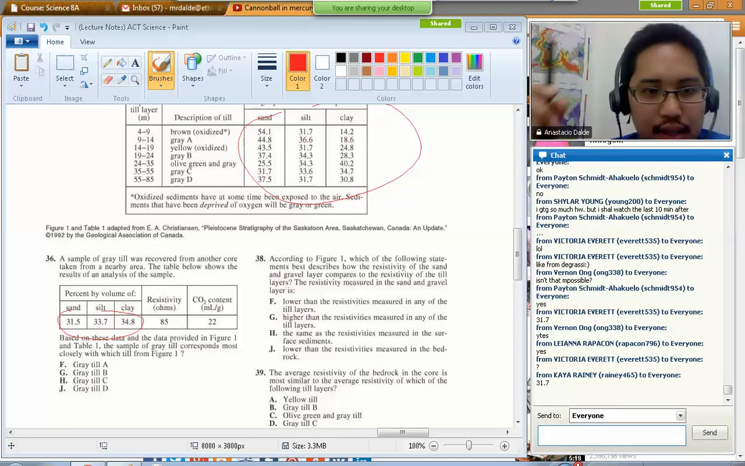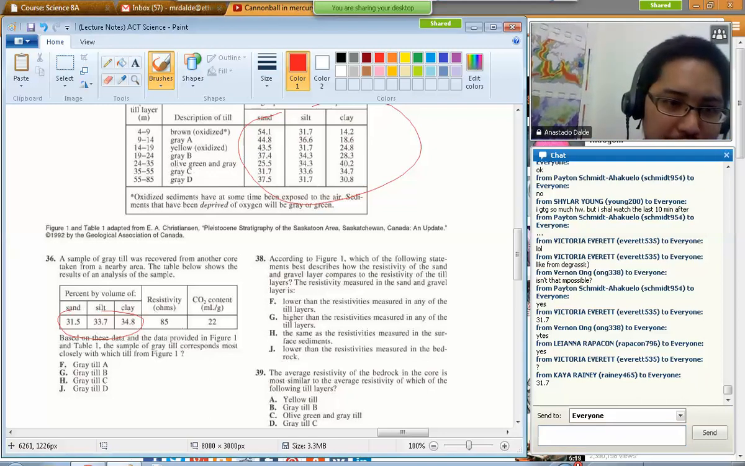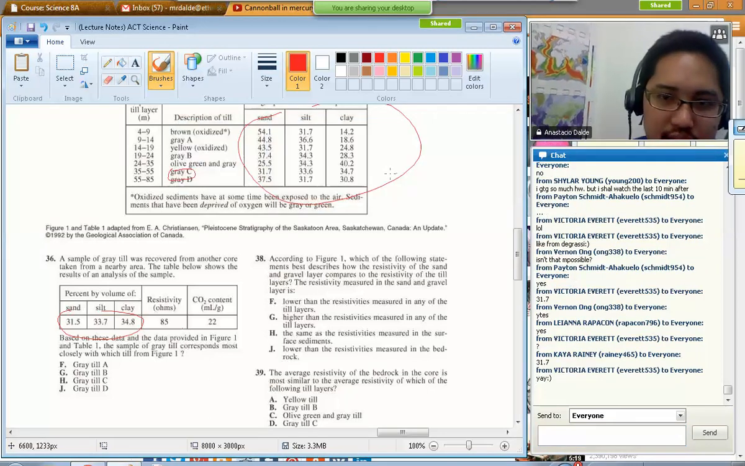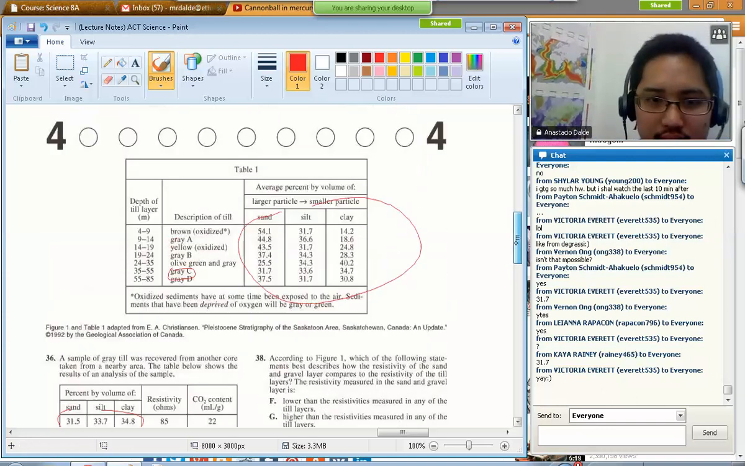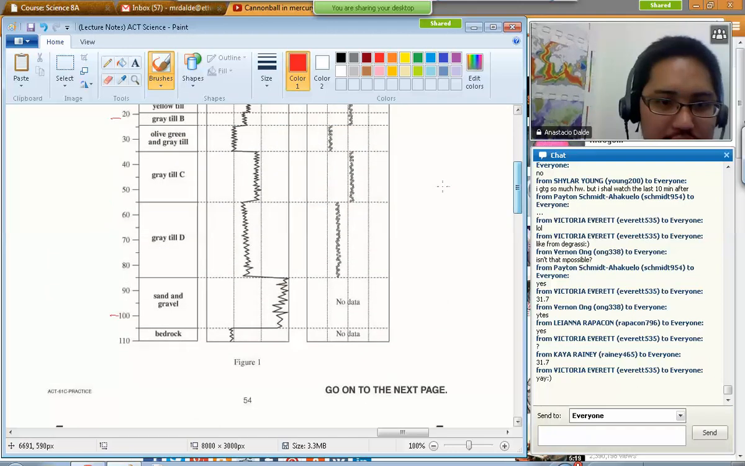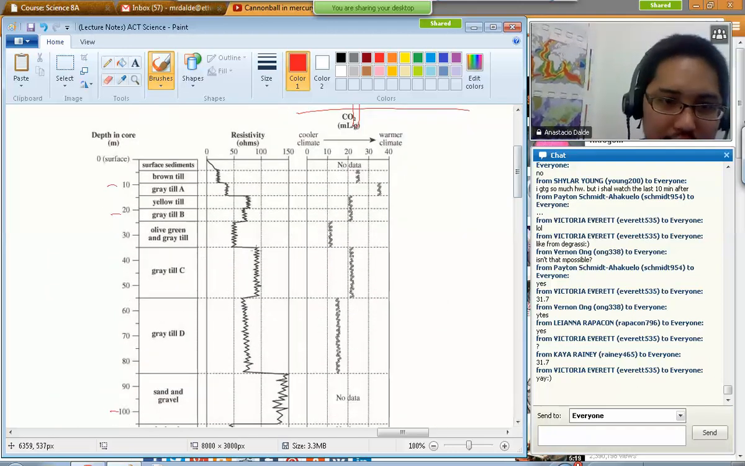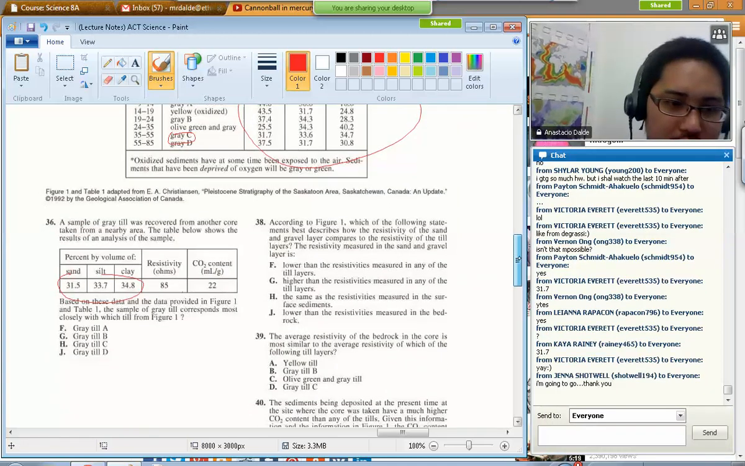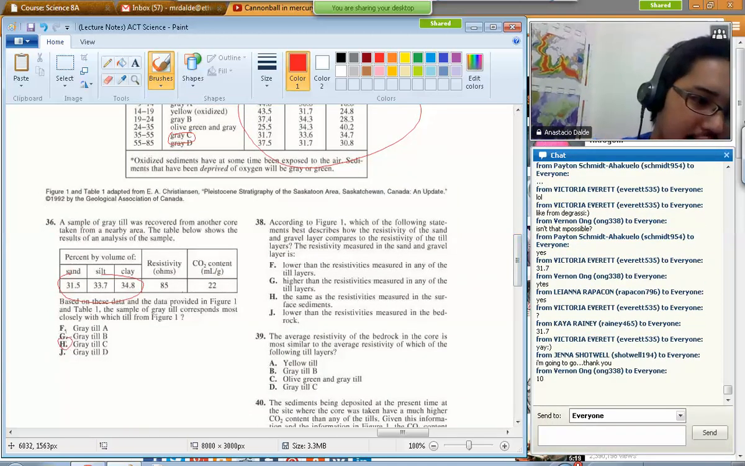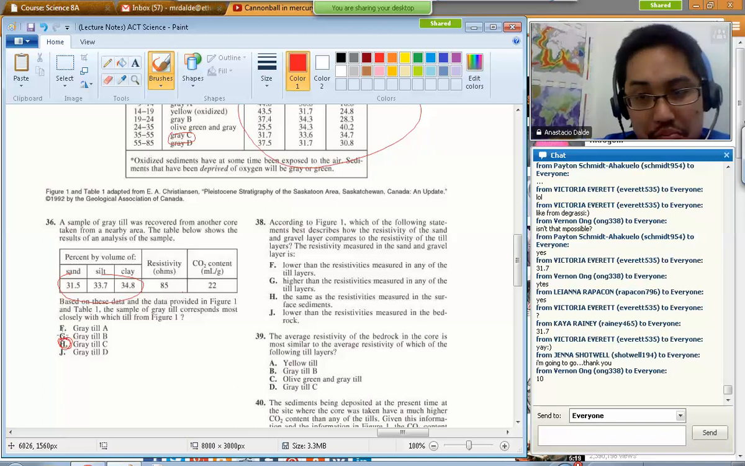The 31.7, the gray. And look, the gray matches pretty closely with our silt is 33, and our clay is that. What about the resistivity? Resistivity of gray sea till is about what? It's about like 80 something, right about here. What was their resistivity? 80. I think that this stuff is gray till C. That makes sense.